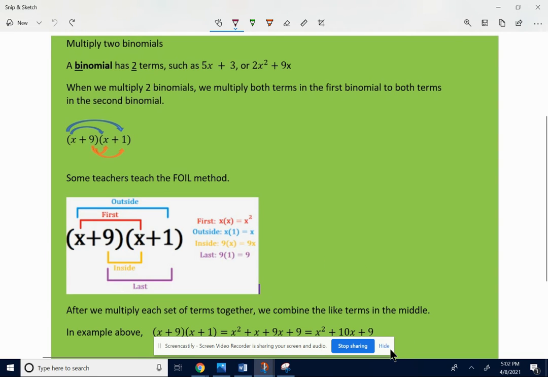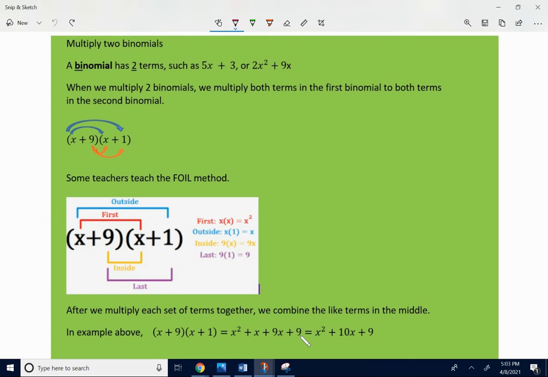But whichever way, whether you think of it as the FOIL method or as using the distributive property twice, in the problem above you're going to get x squared when you multiply the x and the x. You're going to get x times 1, which is x. You're going to get 9 times x when you multiply the two on the inside, 9x. You're going to get 9 times 1, which is 9, when you multiply the two that are last.